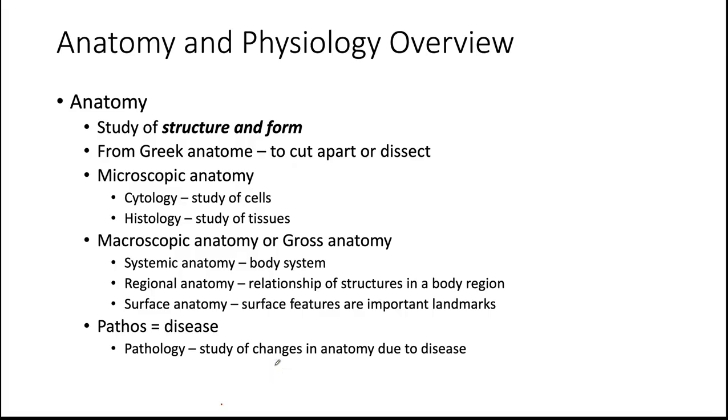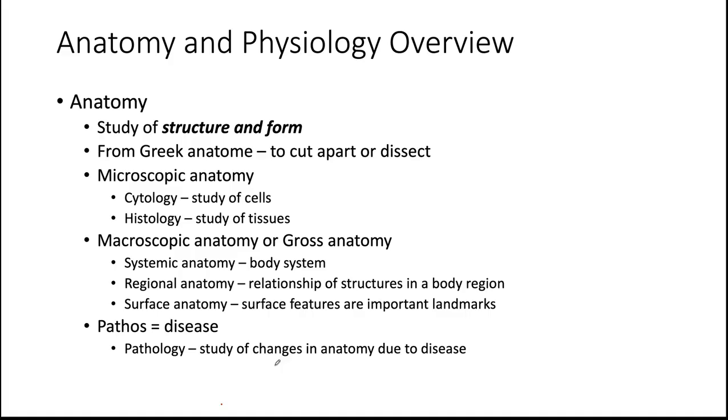So the class is called Anatomy and Physiology, but from the beginning, we need to differentiate what those two different terms mean. So anatomy is referring to the structure or the form. It comes from the Greek word anatomy, which means to cut apart or to dissect. And we can refer to anatomy either in the microscopic form or the macroscopic.